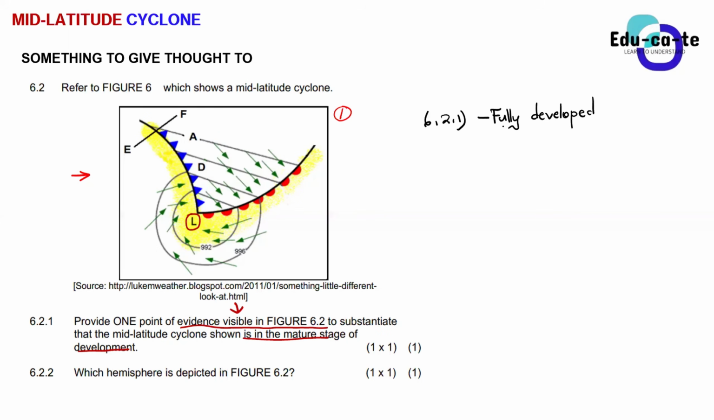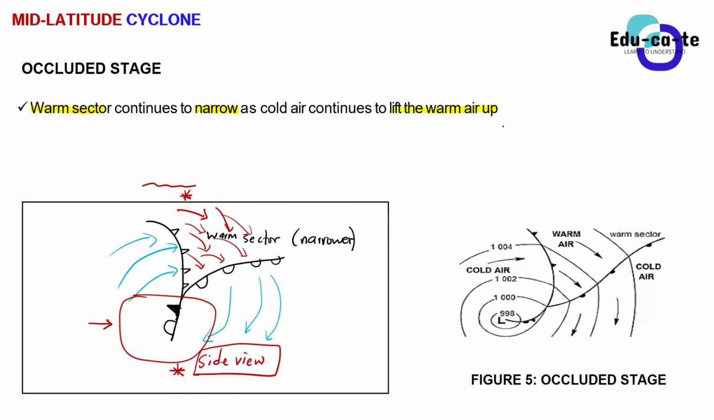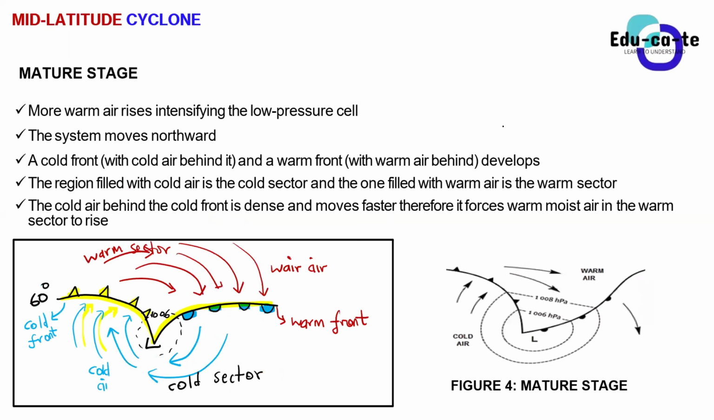The question is not asking you to compare the mature stage and the occluded stage. So you are not supposed to include something that is happening in the occluded stage when they ask you to tell us why this is in the mature stage. There are many points that we said last time about how to identify the mature stage. Some of these are shown here.